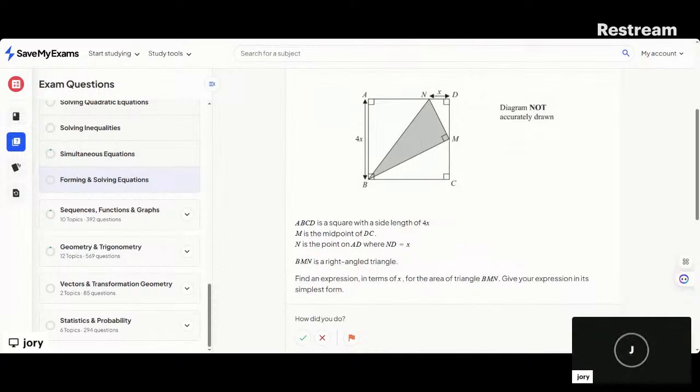I'm sorry, what? Oh, okay. x and 2x. Hold up. x squared plus 2x squared, square root. So it's going to be x squared plus 4x squared, which is 5x squared, square root. So it's going to be x root 5, right?